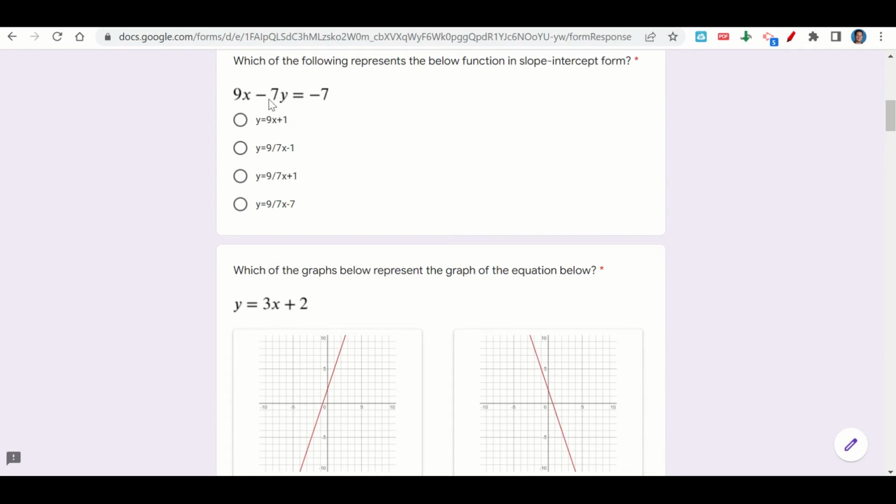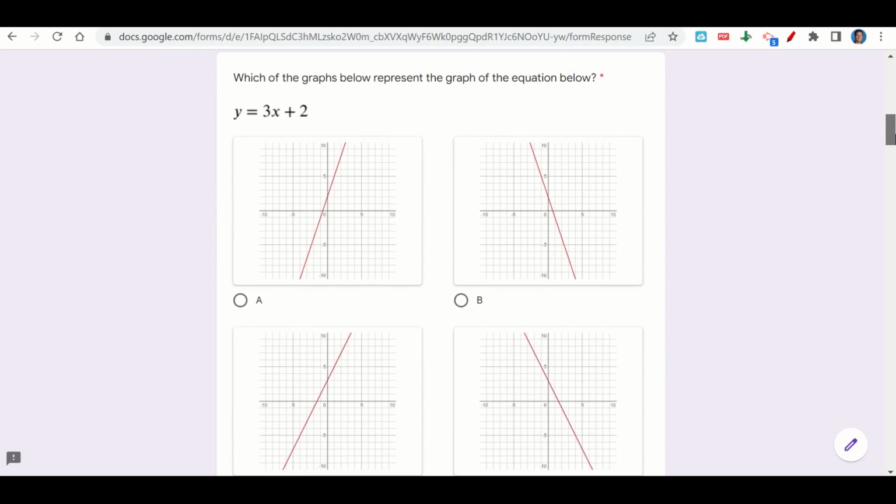So that gives me negative 7y is equal to negative 9x minus 7. Then I'm going to divide both sides by negative 7 to get y by itself. So I get negative 9 divided by negative 7 is just 9 over 7, x. And negative 7 divided by negative 7 is just positive 1. So I get y equals 9/7 x plus 1, which is this one here.